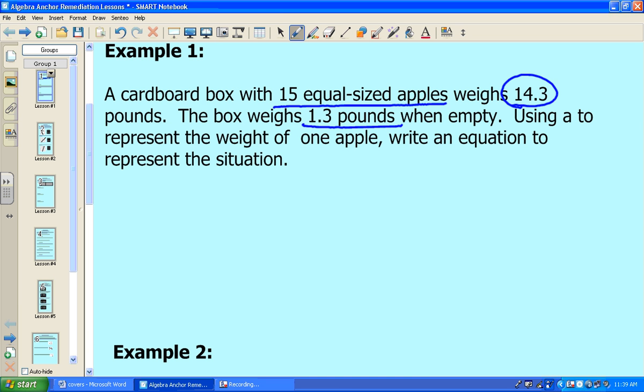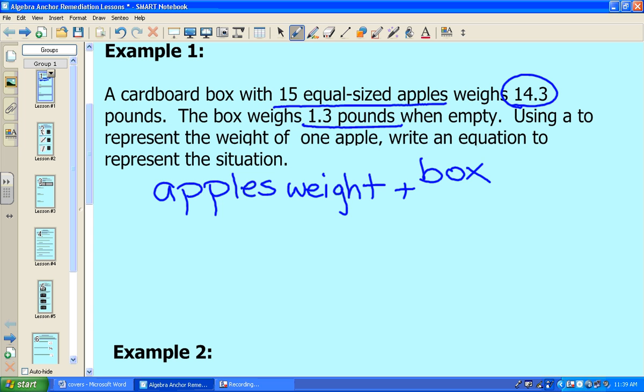Okay, so what you have here is a box with apples in it, and it gives us the total weight. So there are 2 things we're going to be adding together. We're going to have the apples weight, and you want to be filling this out with me. In addition to the apples, the box also weighs something. So plus the box weight. And altogether that equals the total weight. The apples plus the box is the total weight.